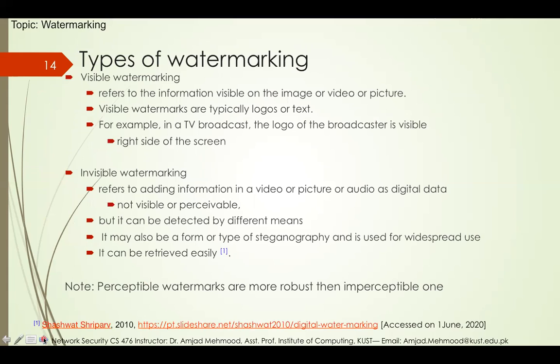Now, types of watermarking. There are different types of watermarking, like visible watermarking, where, as the name refers, the information is visible on the image, video, or picture. Visible watermarks are typically logos or text. For example, in a TV broadcast, the logo of the broadcaster is visible on the right side of the screen. So you call it visible watermarking.